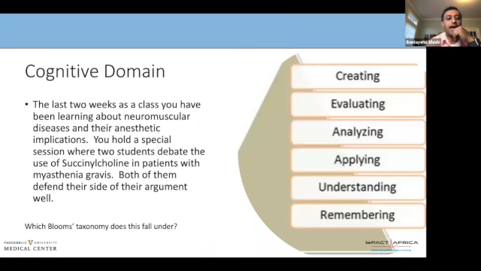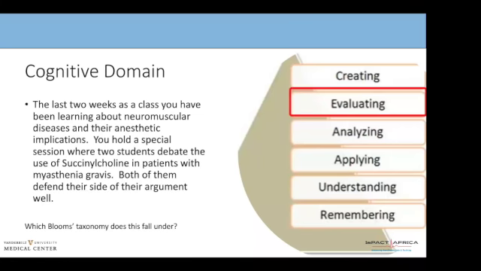All right. The last 2 weeks as a class, you have been learning about neuromuscular diseases and their anesthetic implications. You hold a special session where 2 students debate the use of succinylcholine in patients with myasthenia gravis. Both of them defend their side of their argument well. Which Bloom's taxonomy does this fall under? Evaluating. Okay, good. Evaluating. Good.